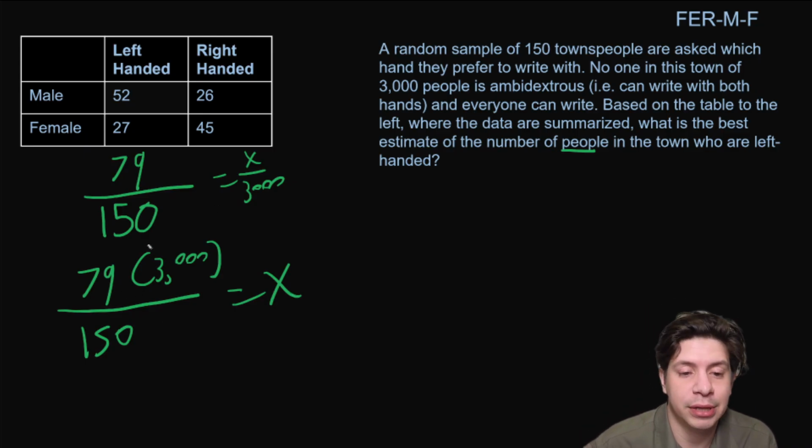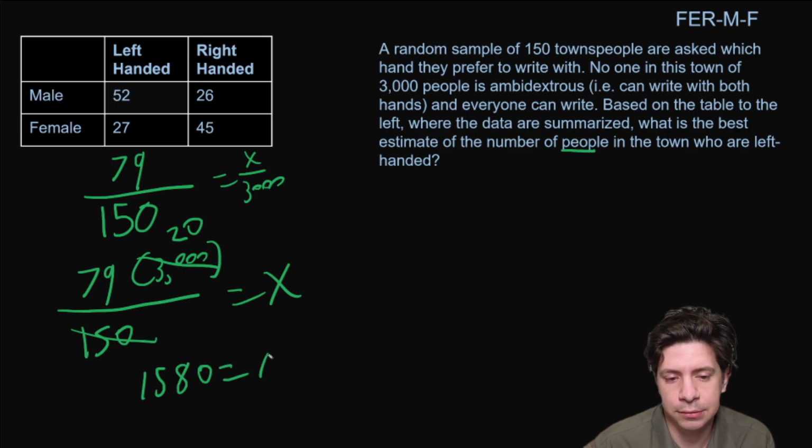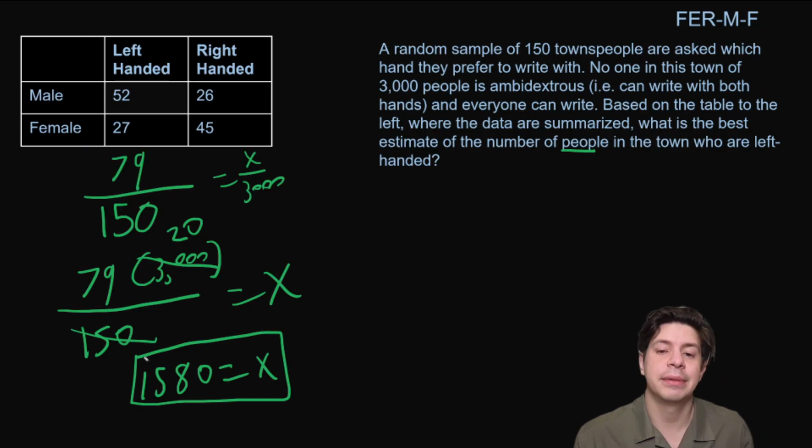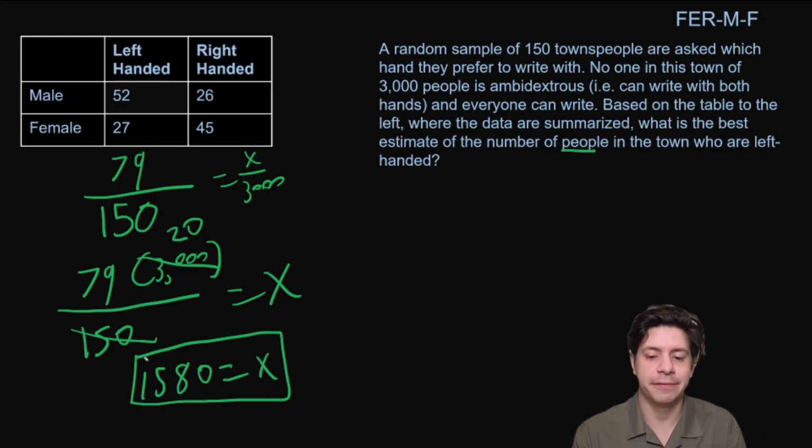150 divided by 3,000 is going to be 20. And 20 times 79 is going to be 1580 equals x. And that is the best estimate, right? And this is about using a chart and using the chart to find an estimate from it.